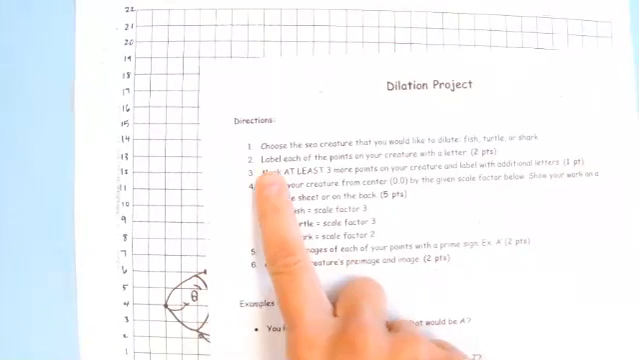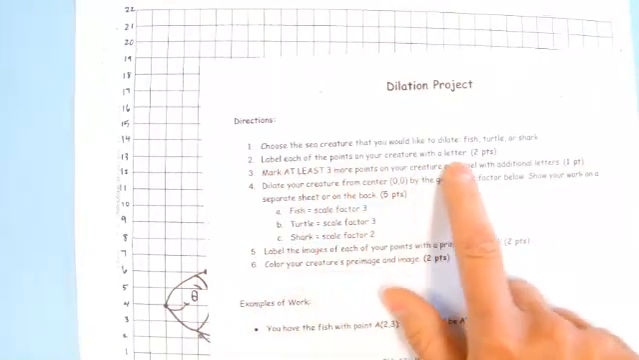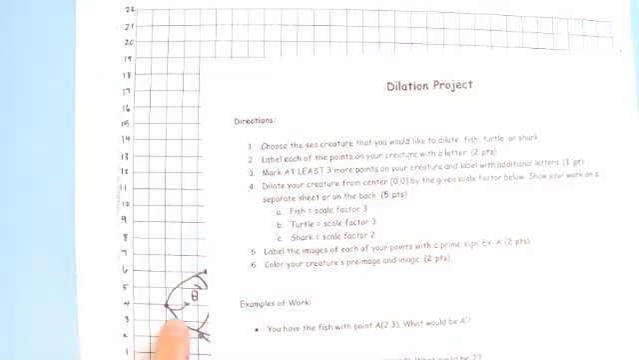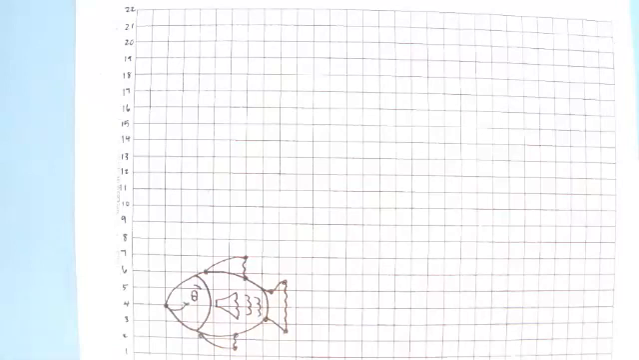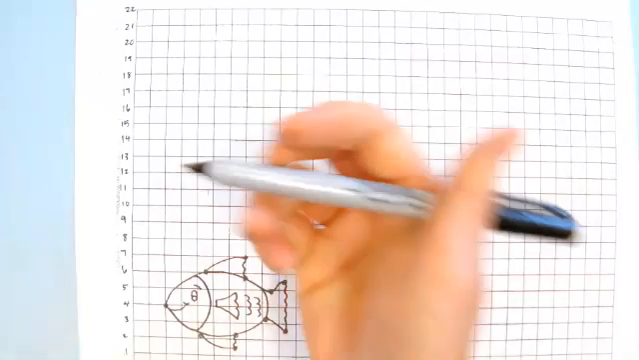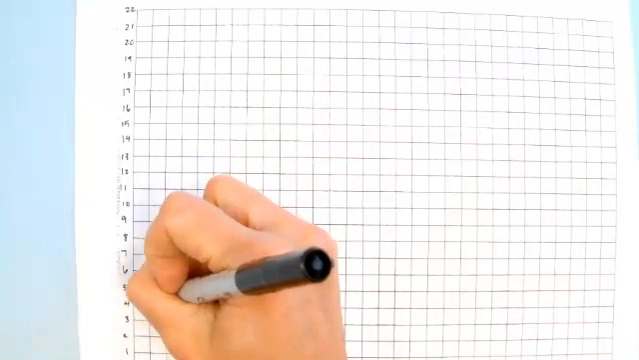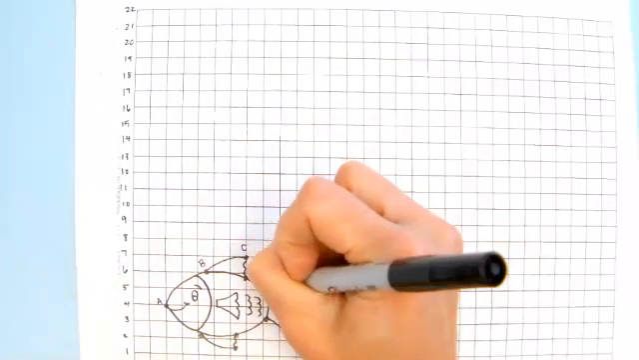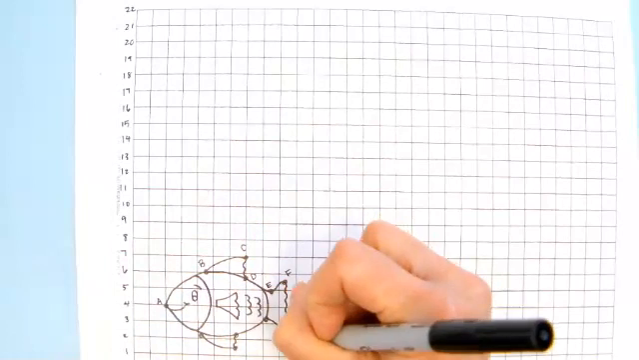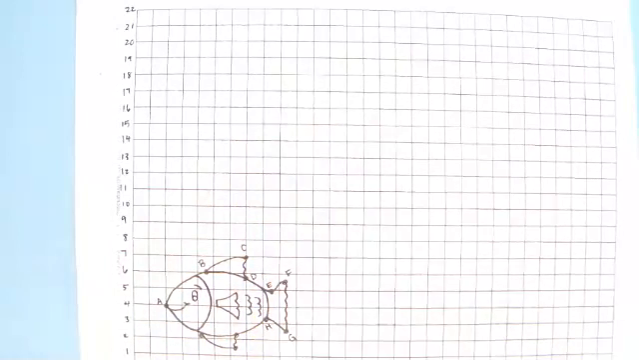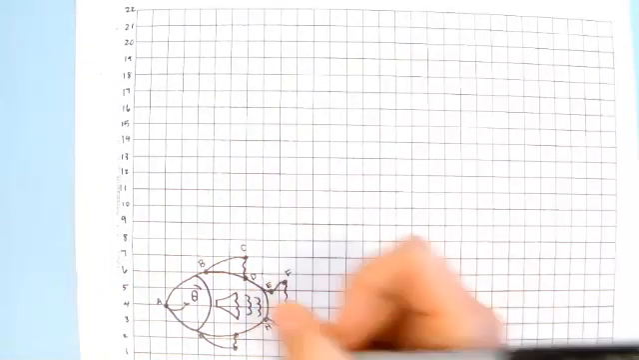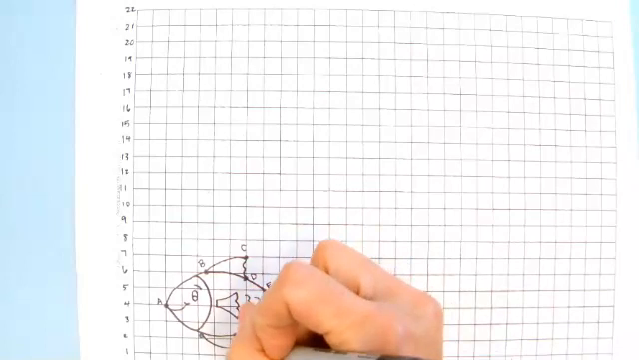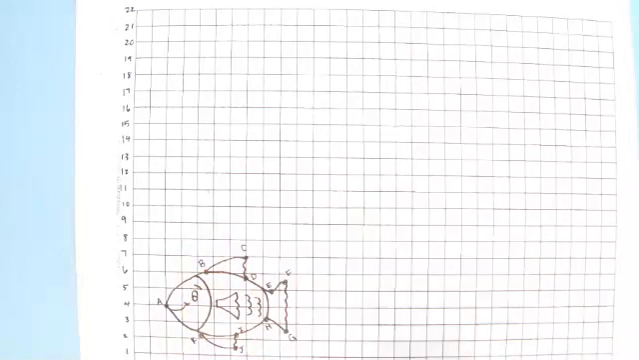The next thing says, label each of the points on your creature with a letter. I have chosen several points on here for you. You need to label them with letters. You can start anywhere you want, but maybe you start here. You want to label A, B, C, D, E, F, G, H, all the way around, everywhere there's a point. And so the fish goes all the way to K.